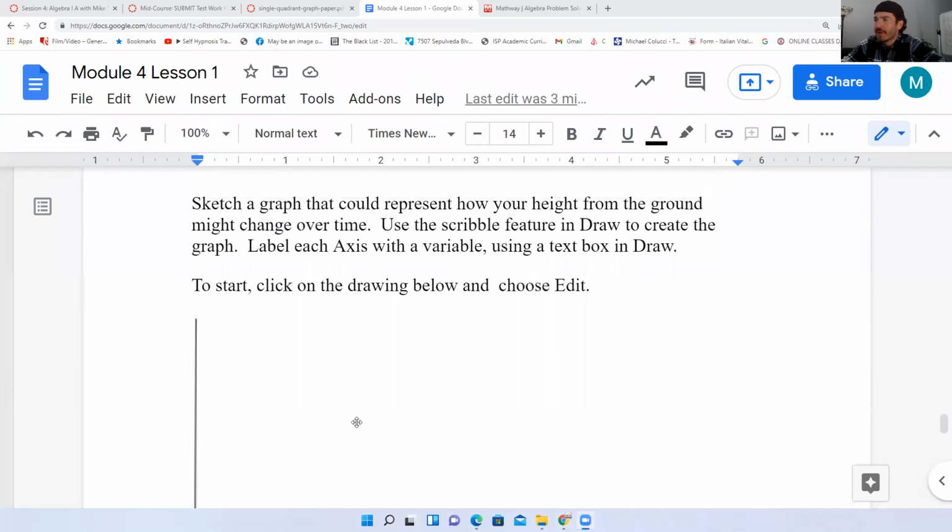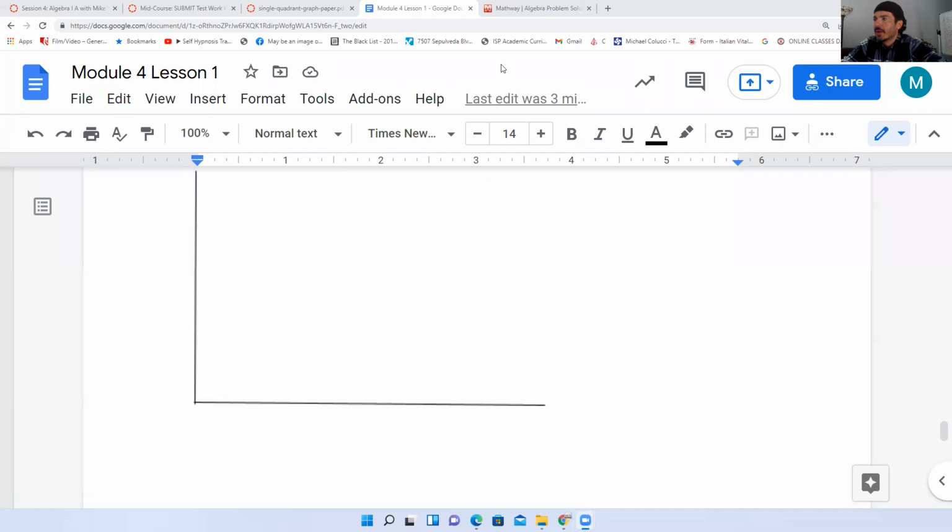That could represent how your height from the ground might change over time. Okay, so if I'm on a swing, I jump up on the swing and I'm here.